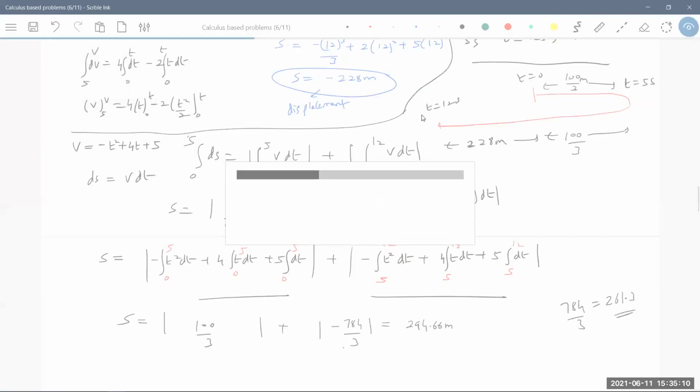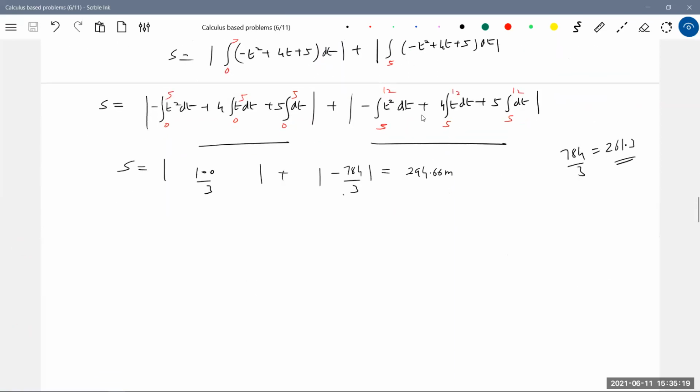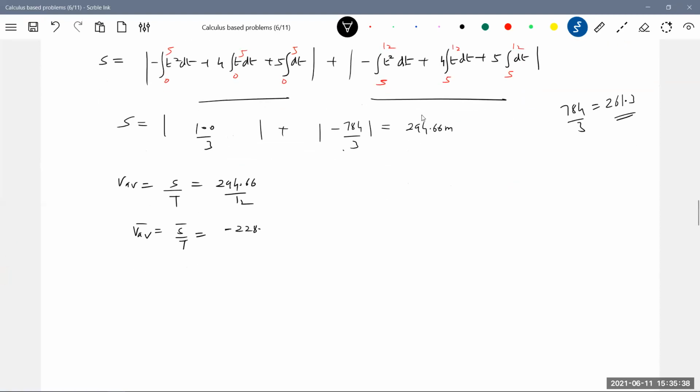Now, can we calculate the average speed for 0 to 12 seconds? Yes. Can we calculate the average velocity? Yes, we have everything in fact. So what is the average speed? How do you define it? Average speed is equal to distance covered by time taken, 294.66 by 12. What about average velocity? Displacement by time taken, which is 228 by 12.